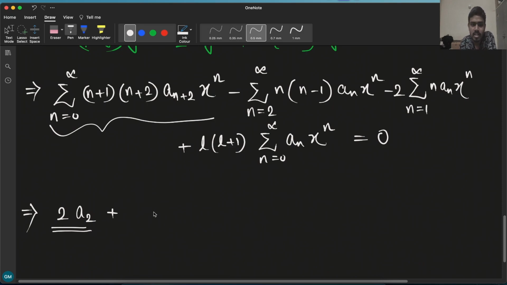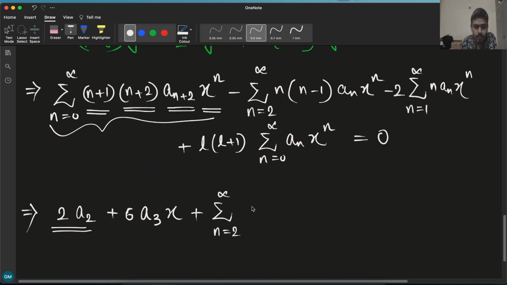Now if I write the n equals 1st term, then it is 2 times 3, right? n plus 1, if n equals 1, then it is 3. So 2 times 3 is 6 a3. If n equals 1, then it is a3, and x. And then for the other terms, from n equals 2 to infinity, all the other terms, it is n plus 1, n plus 2, a n plus 2, x to the power n.